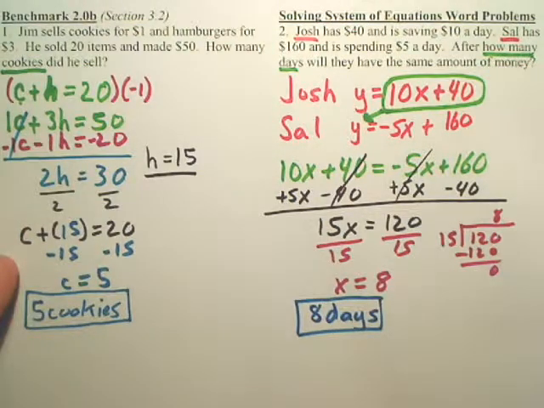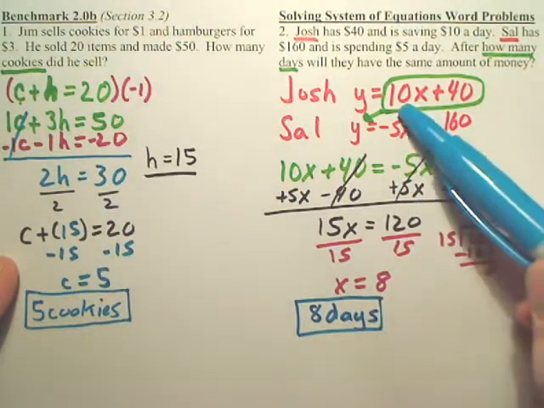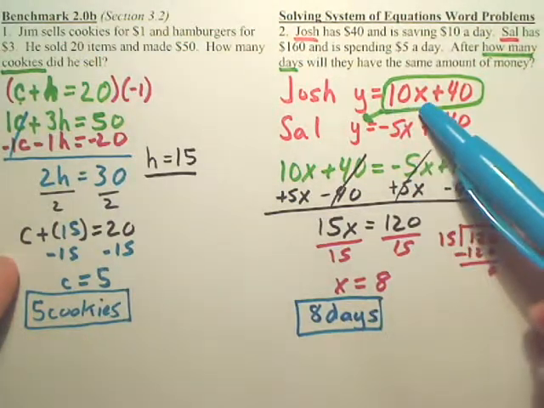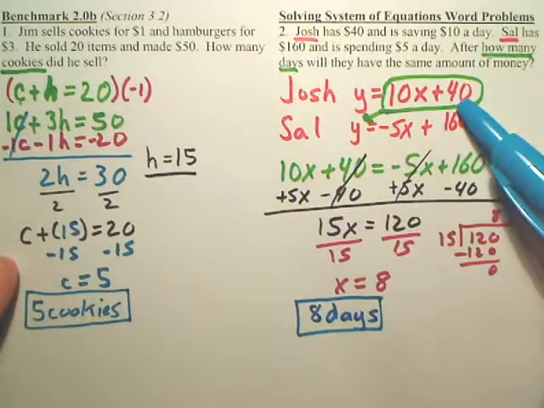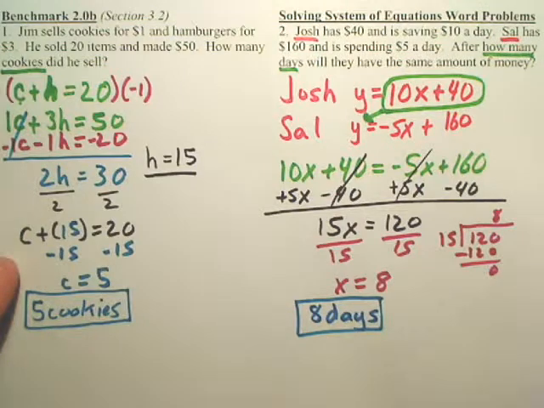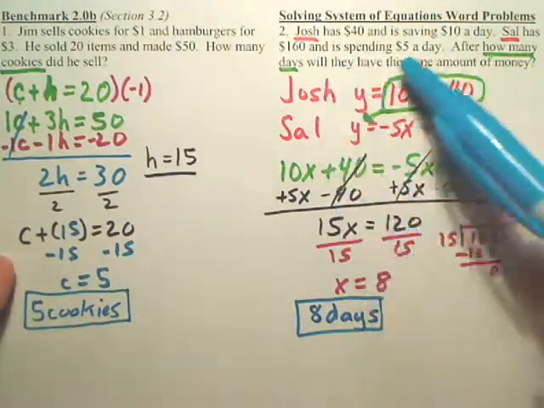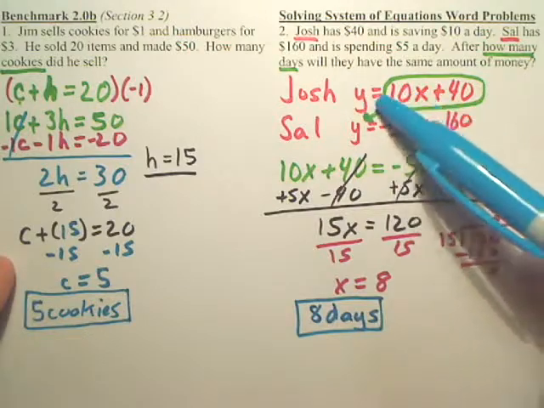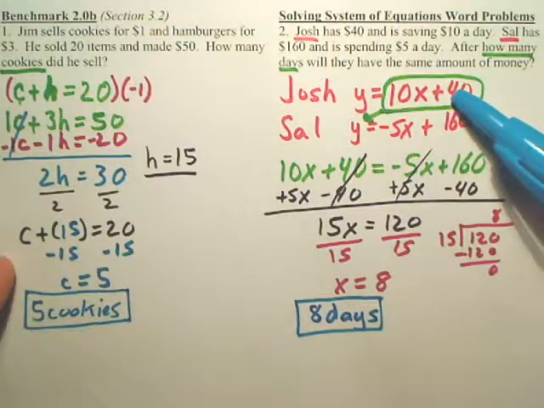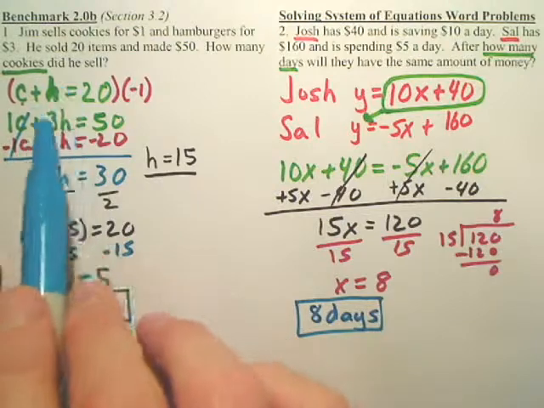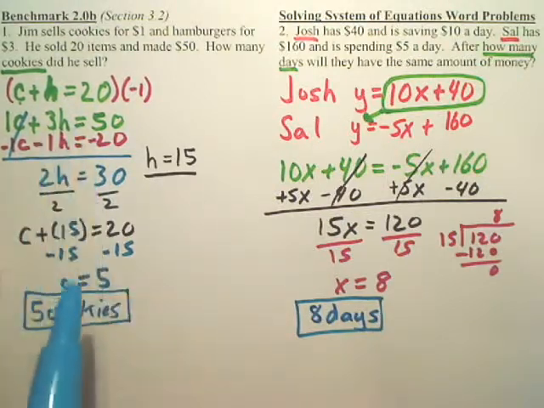Now, how would I find out how much money they both have after 8 days? Basically, I plug 8 in here. 10 times 8 would be 80. 80 plus 40 is 120. They both would have 120 bucks at that time. So with these kinds of systems, some are y equals mx plus b, slope-intercept form, and some are in standard form. These are the 2 types I'll have on my benchmarks.